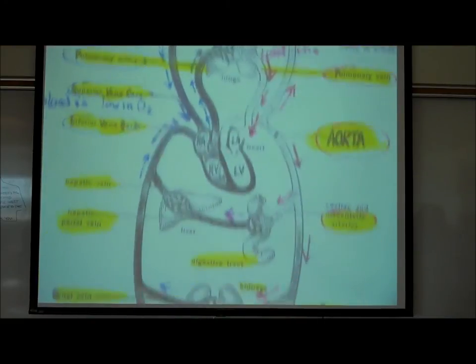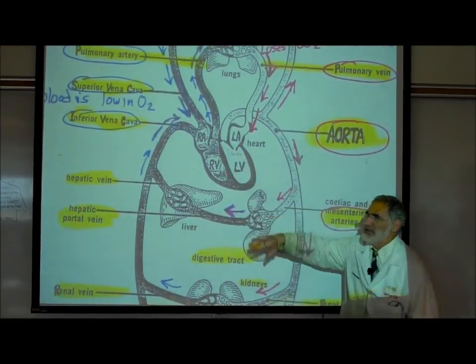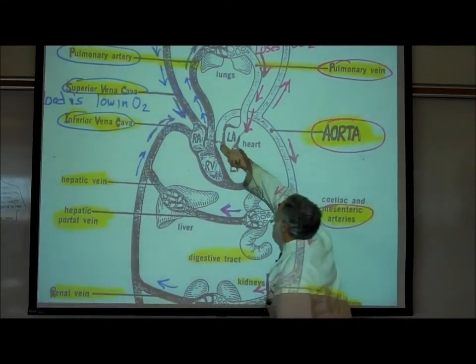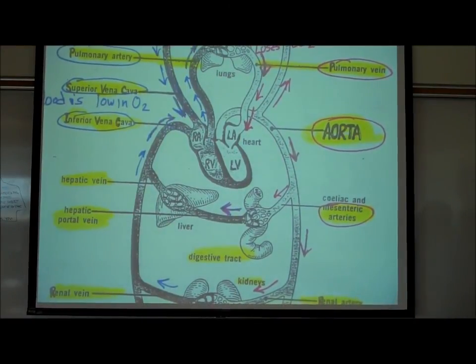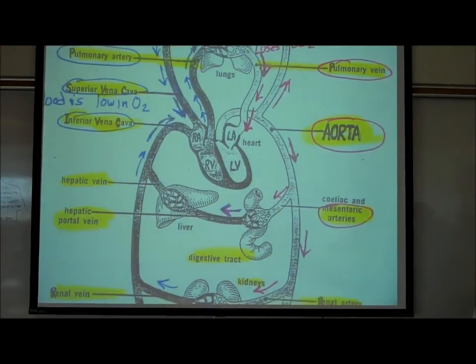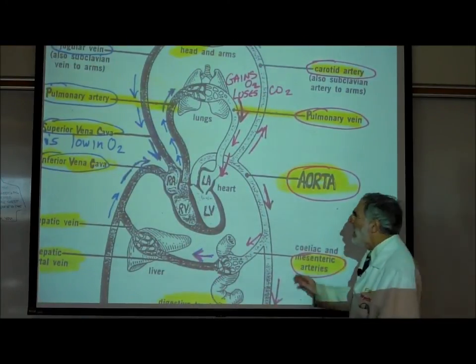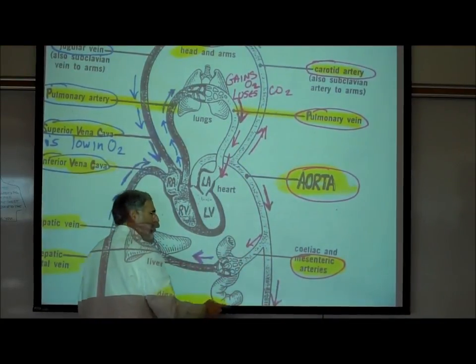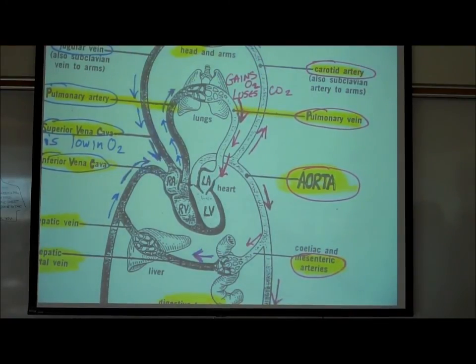Now this oxygenated blood goes into the left atrium, down to the left ventricle, and the left ventricle powerfully ejects the blood out into the largest artery in the entire body called the aorta. The aorta, a huge artery. And there are literally 100 other smaller arteries that branch off the aorta to bring oxygenated blood to every part of your body. Let's just mention a few of them.